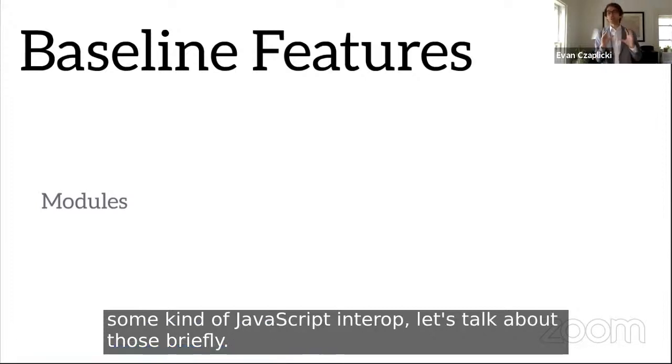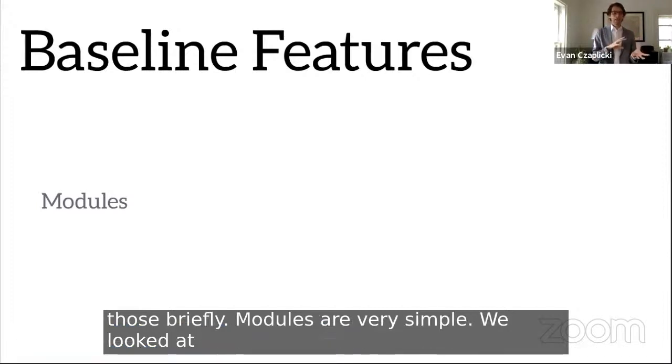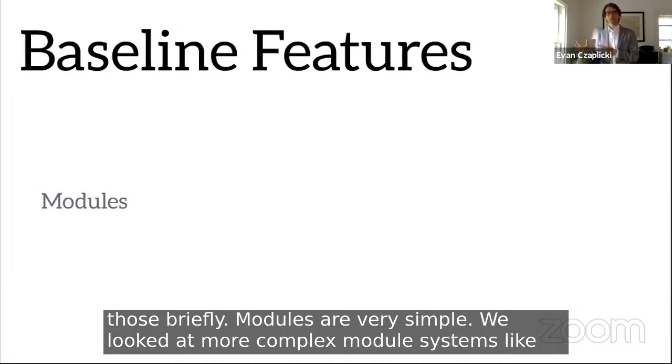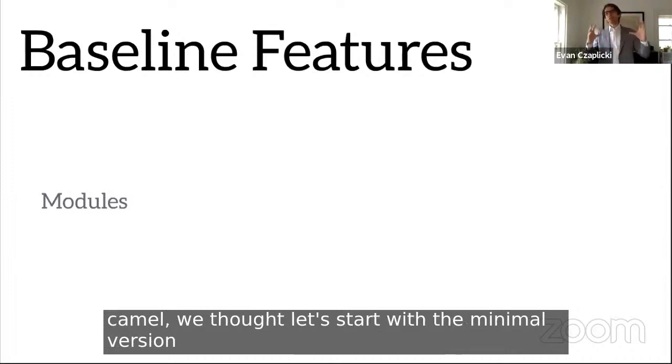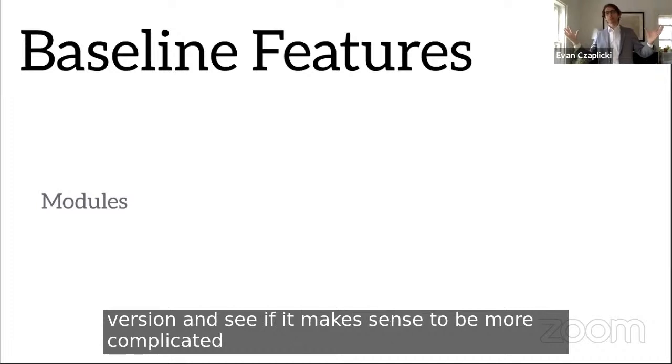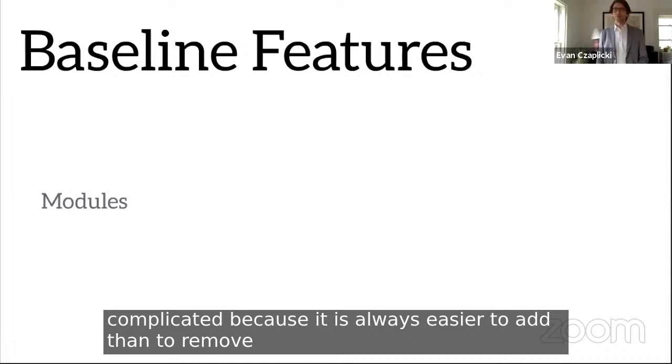Modules in Elm are very simple. We looked at more complex module systems like OCaml's, but felt, let's start with the minimal version and see if it makes sense to become more complicated, because it's always easier to add than it is to remove.